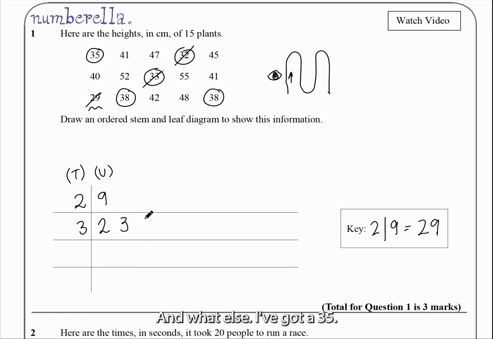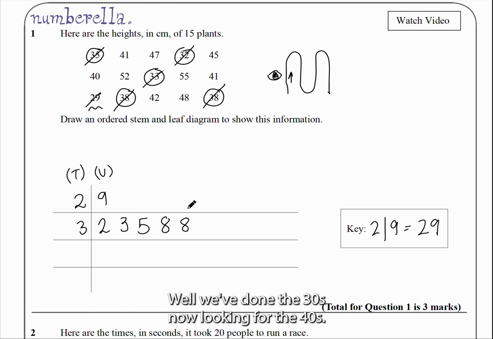And what else? I've got a 35. So I'm going to write a 5 in there. And I've got two 38s, so I can write an 8 and 8. There we are. We've done the 30s.